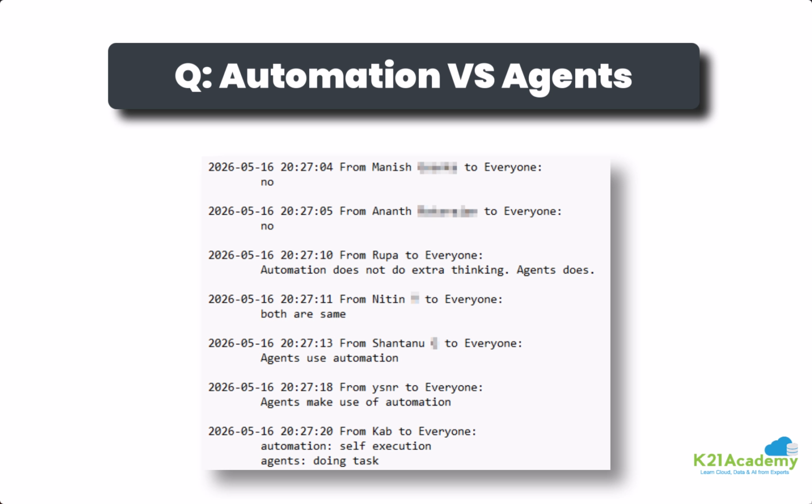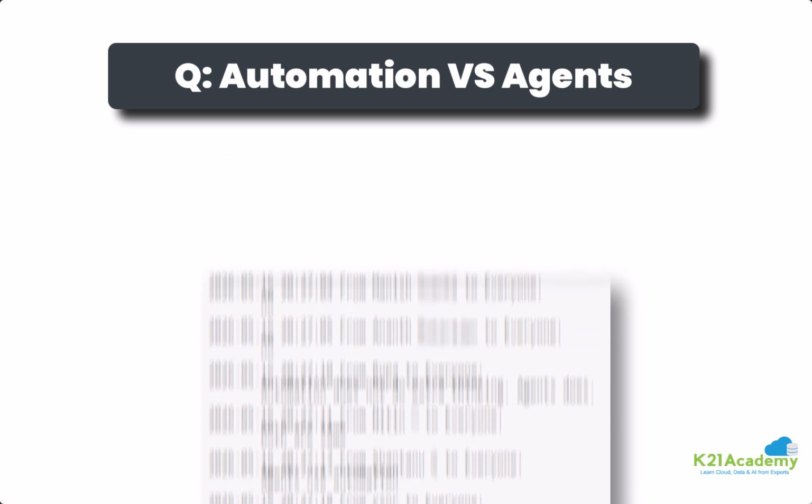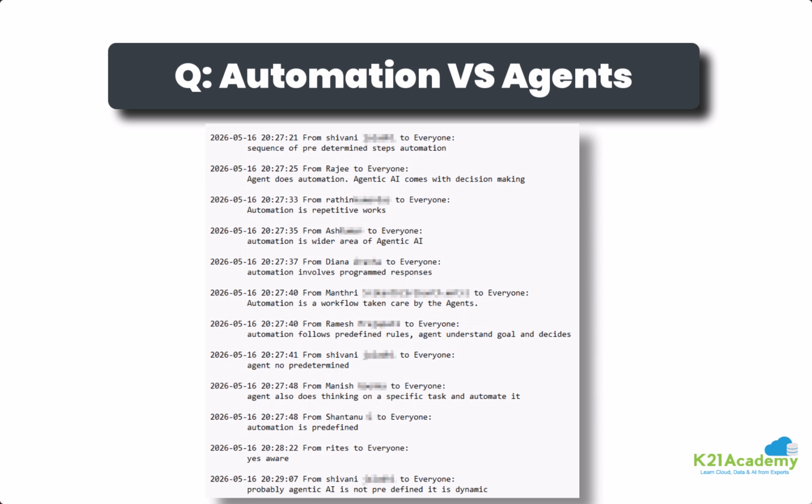Okay. No, agents use automation. Both are the same. Agents use automation. Automation is self-execution. Okay. Agent does automation. Agentic AI comes with decision making. I love that answer, Raji. Okay. Now, this is something that we have to understand. Most people get confused here.